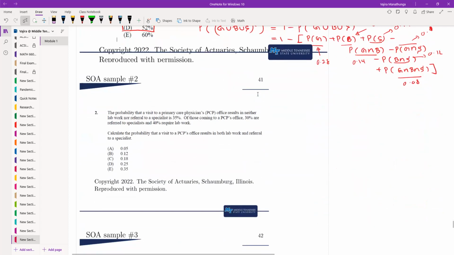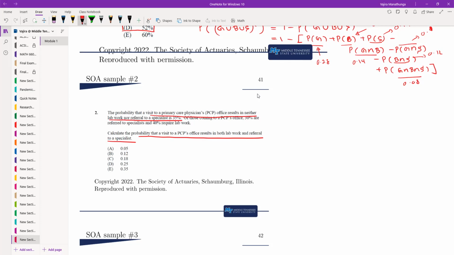In this problem, the question is asking about the probability that a visit to a PCP office results in both lab work and referral to a specialist. If you read the given probabilities, a visit to the primary care physician's office results in neither lab work nor referral to a specialist 35% of the time.